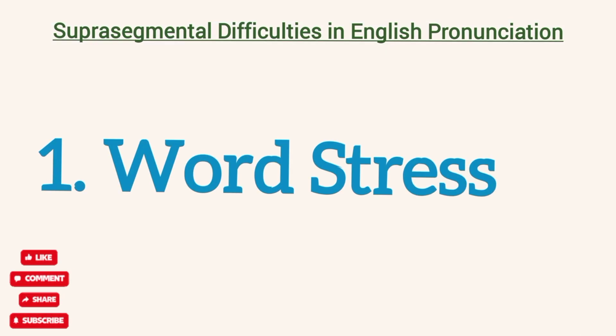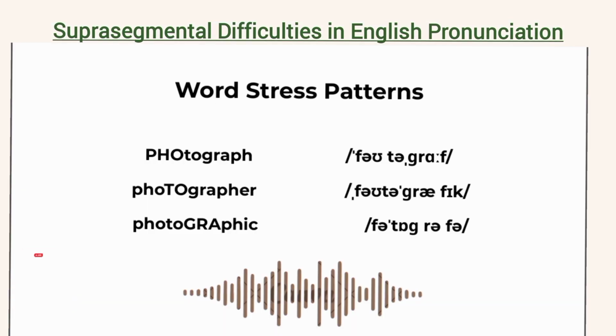1. Word stress. Word stress is another important feature of English pronunciation. In words with several syllables, one syllable receives more emphasis than the others. For example, consider the words photograph, photographer, and photographic. In each word, the stressed syllable changes. Learners often place stress incorrectly, which may make their speech difficult to understand.